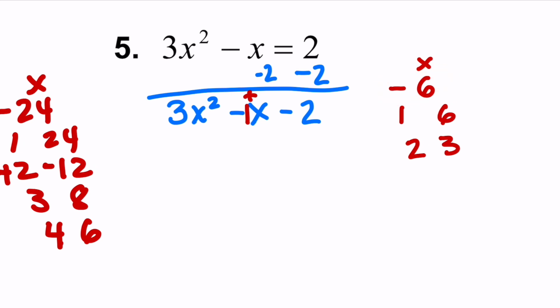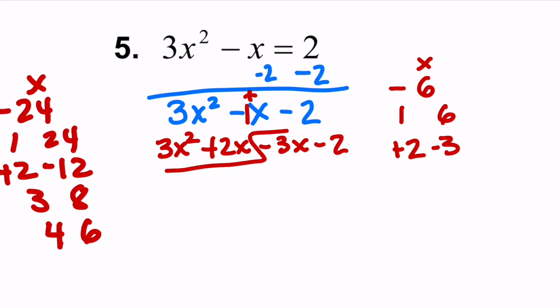Now, if I have a negative 1 here, the only way to get that would be my 2 and the 3, because they're one number apart. We want them to add to a negative 1. So that 3 is going to be negative, the 2 is positive. We have 3x squared plus 2x minus 3x minus 2, and then we have our lightning bolt.